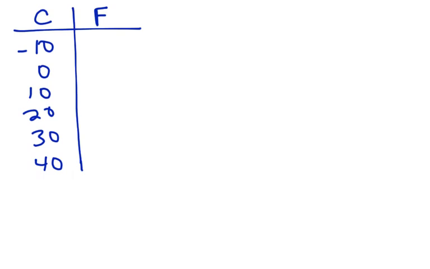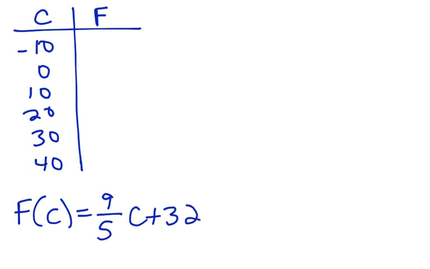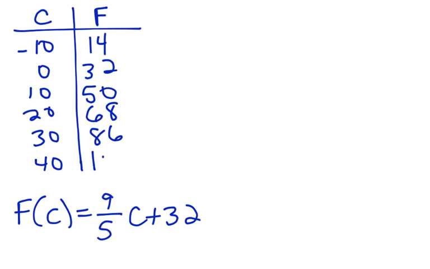So now if I use that equation, I want to know what is the Fahrenheit equivalent of -10 degrees Celsius. -10 times 9/5 plus 32 is going to tell me that it's 14 degrees. When Celsius is 0, Fahrenheit's 32. When Celsius is 10, it's 50. When Celsius is 20, it's 68. When Celsius is 30, it's 86. And when Celsius is 40, it's 104.